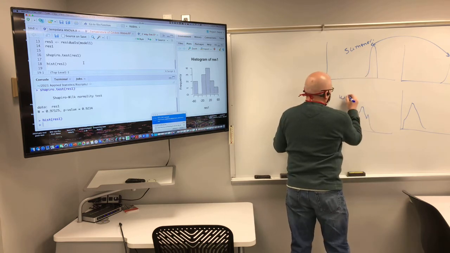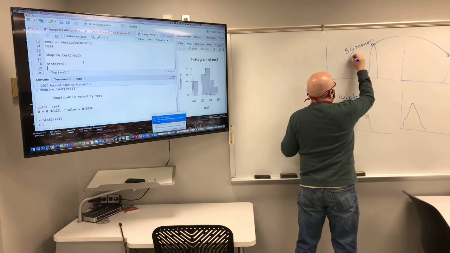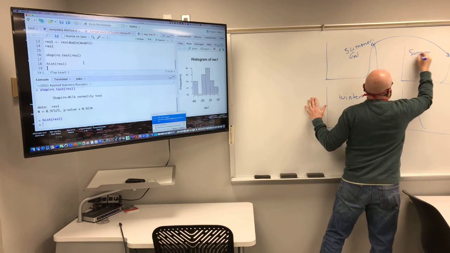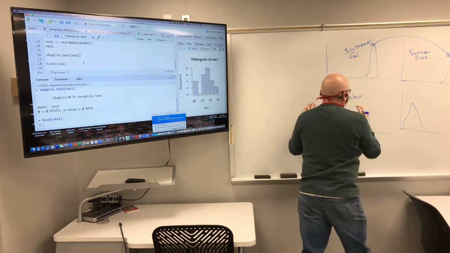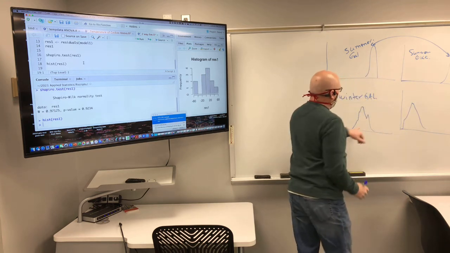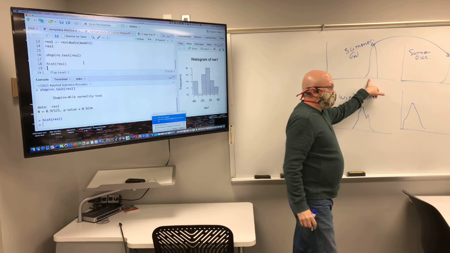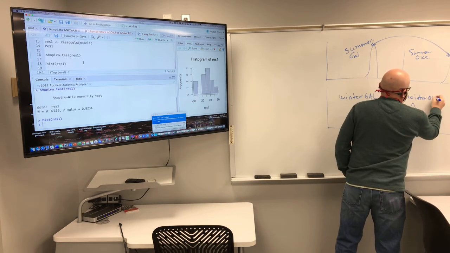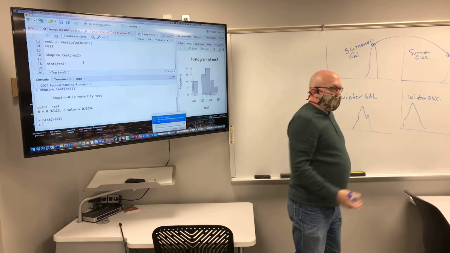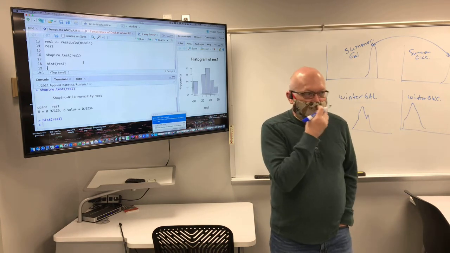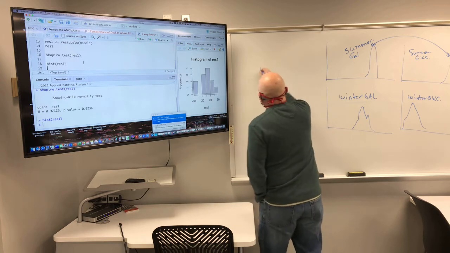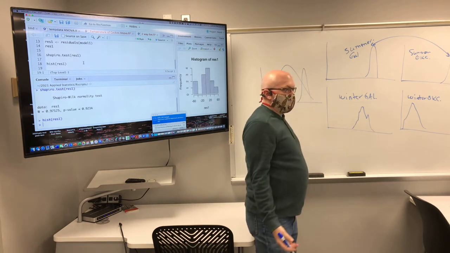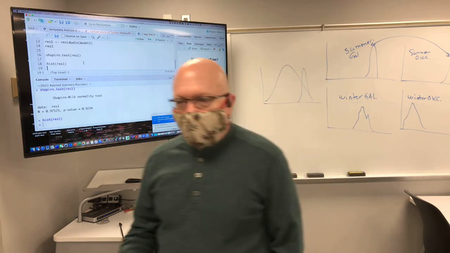I've drawn this a little incorrectly. If this is summer Galveston, summer Oklahoma City, winter Galveston overlaps just a little bit with summer Galveston, and winter Oklahoma City doesn't really overlap with any of them. So nowhere in these data do you see a situation that looks like this.